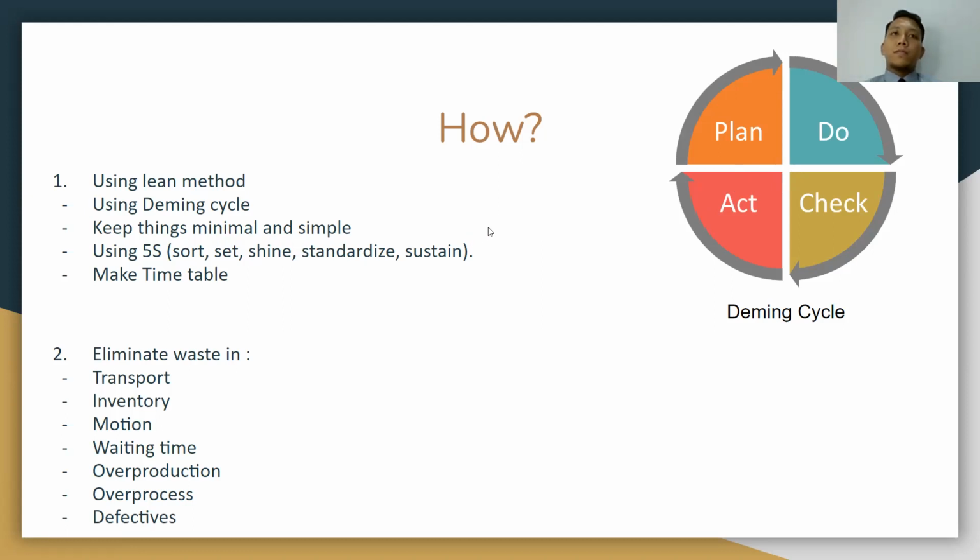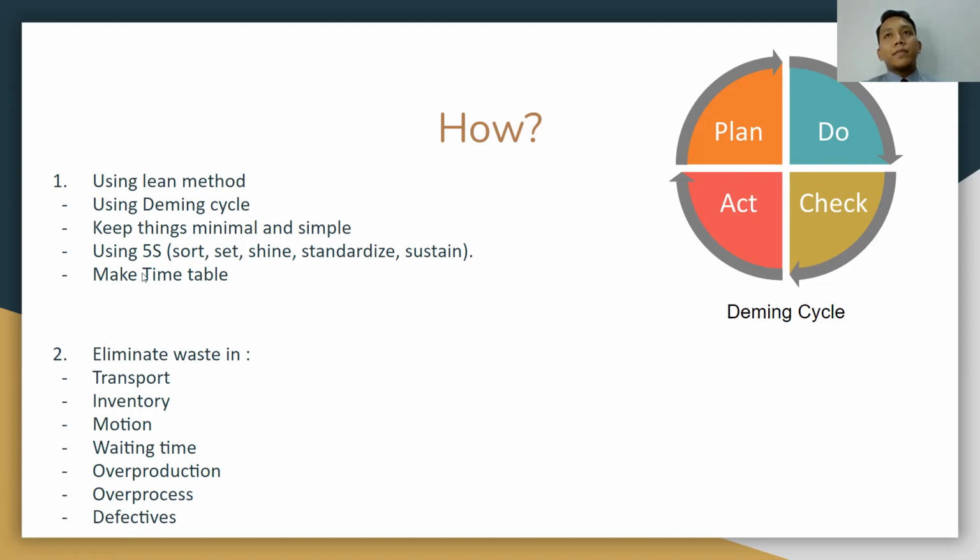The second method in lean that I will talk about in this session is 5S. 5S is a short form for five words that start with S. First is sort, set, shine, standardize, and sustain.